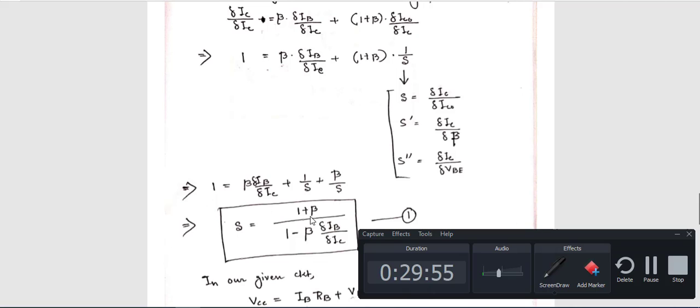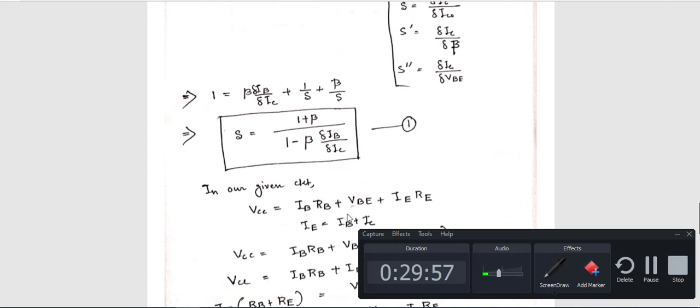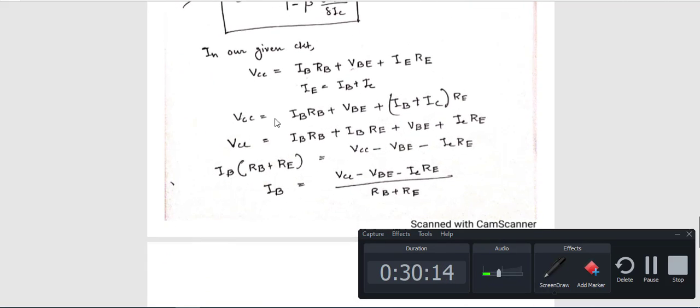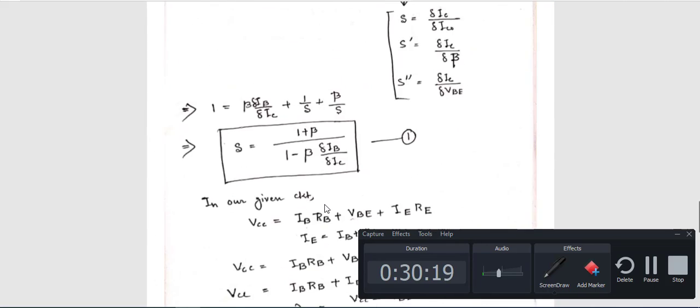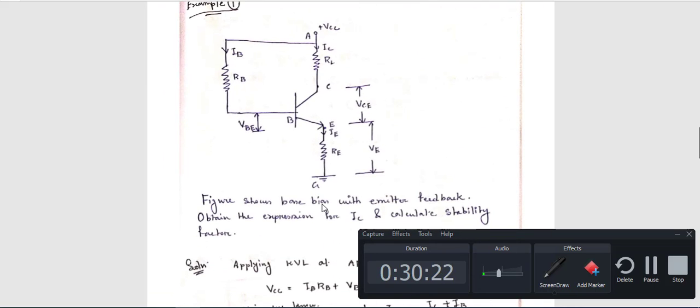Okay. And if you know the value of stability factor, then you see that in your expression of stability factor, which one is your unknown variable, because your beta is constant? Now in this case, your unknown variable is del IB by del IC, and you can easily calculate del IB by del IC from your given example, which I have done here, in this process. So this is one example. I will share some more examples related to biasing problems, and you also try this type of example yourself.